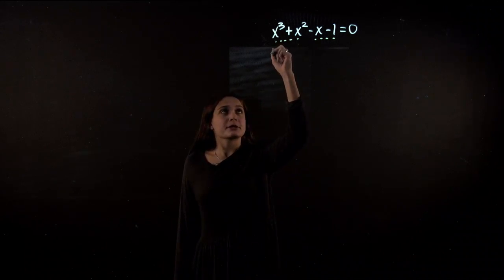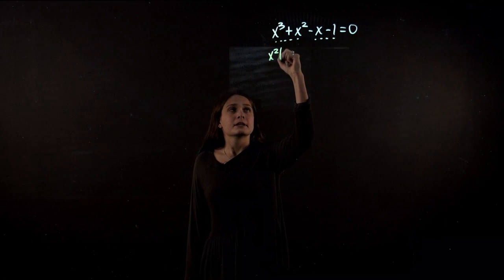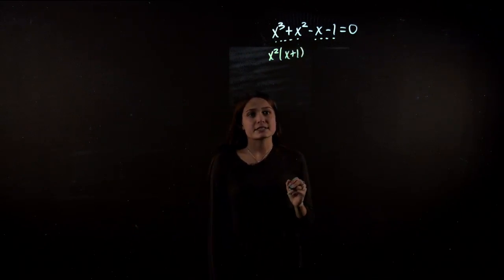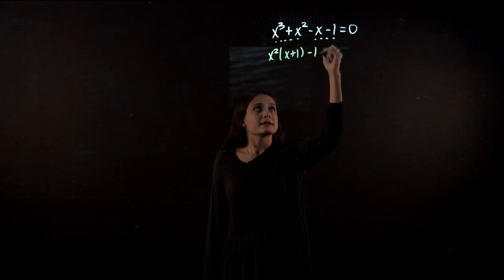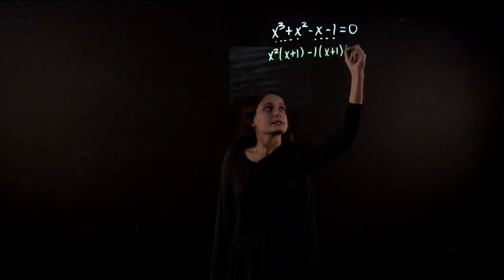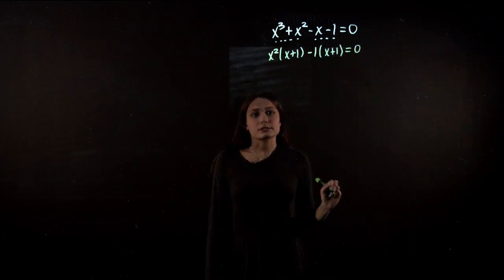For this first one, I'm going to factor out an x squared, and we'll be left with an x plus 1 on the inside. And then for this next one, I'm going to factor out a negative 1. And again, we'll be left with an x plus 1 on the inside. All of that equal to 0.